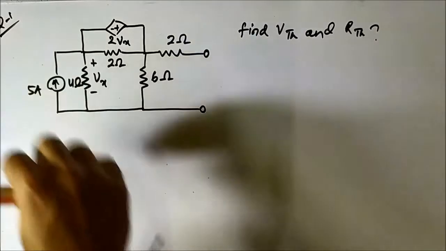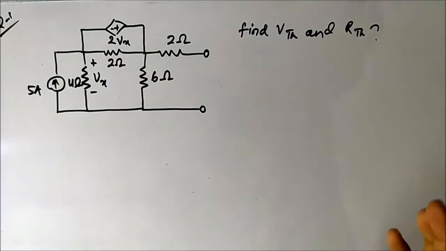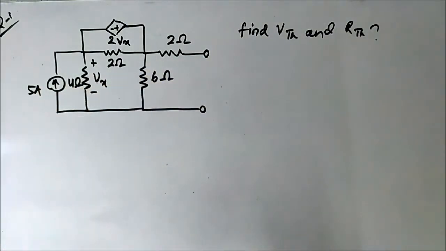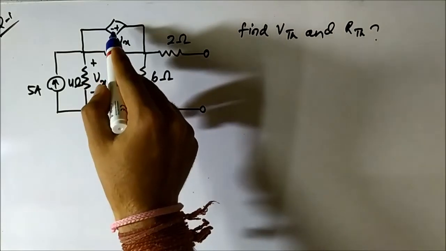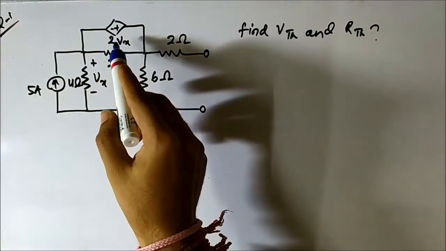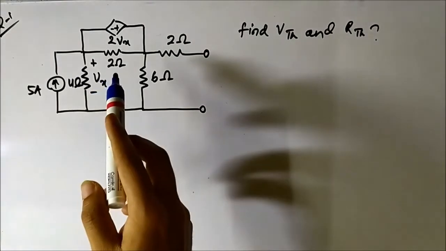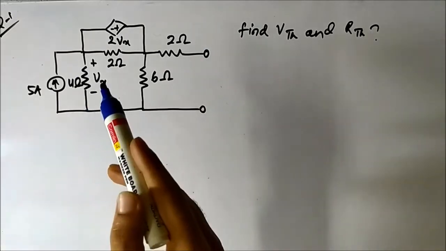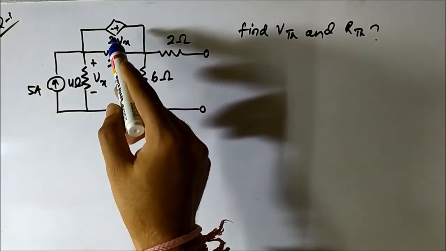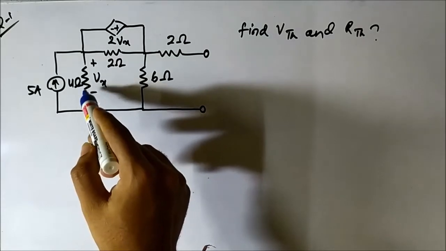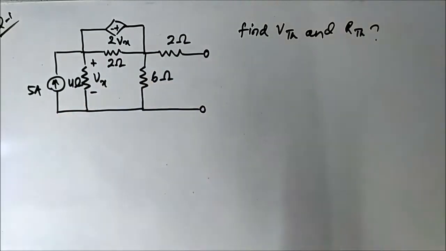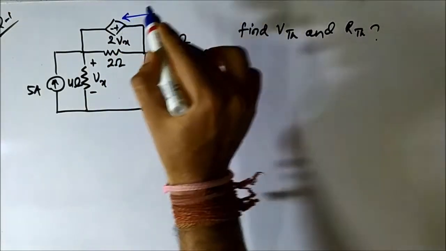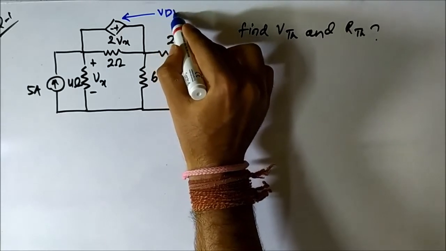Okay, so here we have this circuit. It consists of a number of resistors. We have an independent current source of 5 ampere, and here this is a dependent voltage source, 2Vx. It is a voltage dependent voltage source. Its value is dependent on the voltage drop across this 4 ohm resistor. So this makes the circuit important, a voltage dependent voltage source.